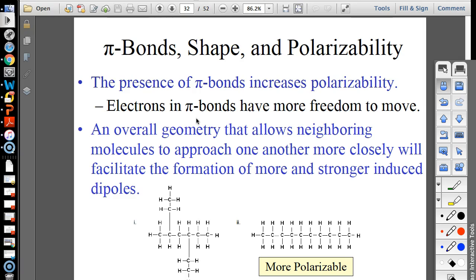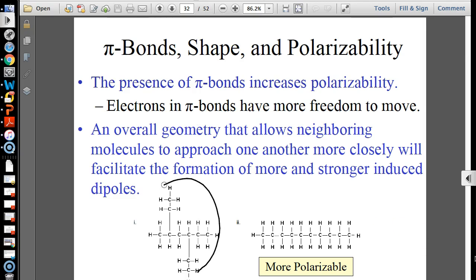Okay. So, do you remember at the beginning of class where I had to draw those molecules? The 2-propanol was a circle. And the propanol was more of a linear shape.